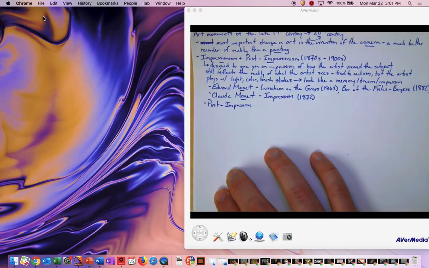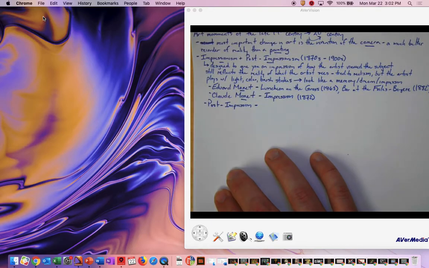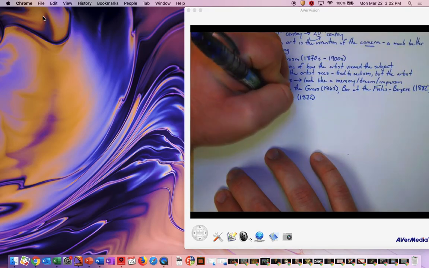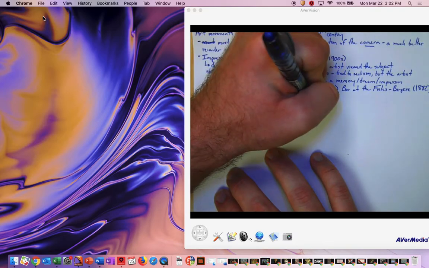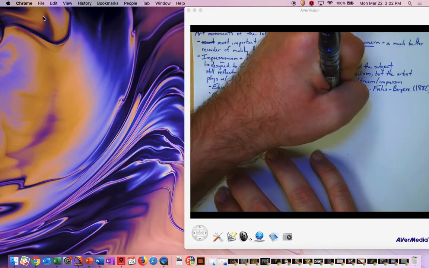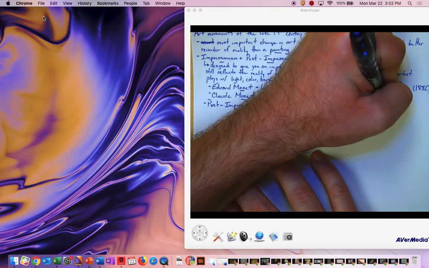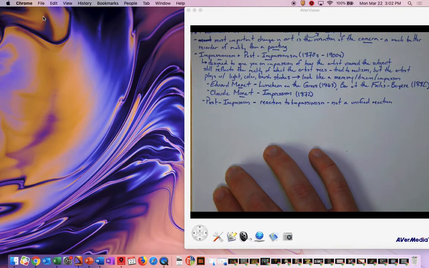So let's talk about Post-Impressionism. Now, Post-Impressionism, like I said before, kind of happens at the same time as Impressionism. Post-Impressionism is a reaction to Impressionism, but it's not a unified reaction. Post-Impressionism is not a unified school in art. There were lots of different ways of reacting to Impressionism.